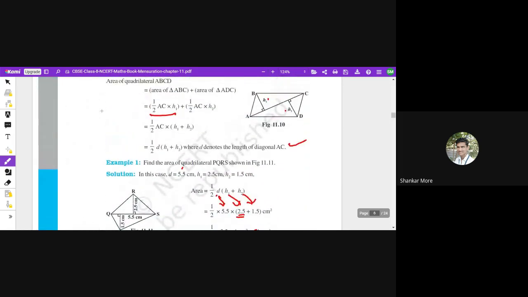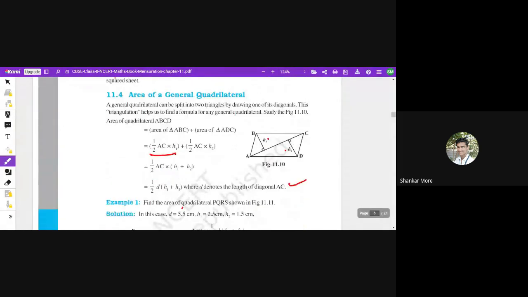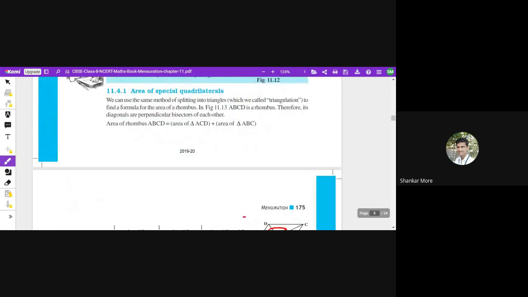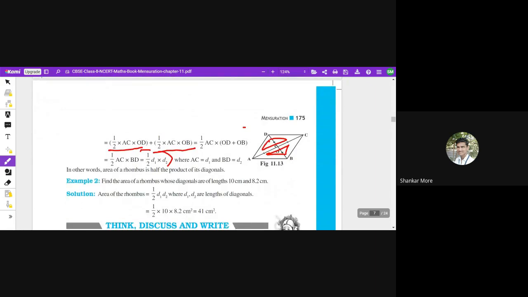So yeah, we have this formula, students. Write down the formulas. Area of general quadrilateral formula रहेगा is equal to 1/2 D (H1 plus H2), जहाँ पे D is the length of the diagonal, H1 and H2 are heights. ये लिख लेना है. दूसरा फॉर्मूला ये लिख लीजिए, area of rhombus. Area of rhombus is equal to 1/2 into D1 into D2, where D1 and D2 are its diagonals.